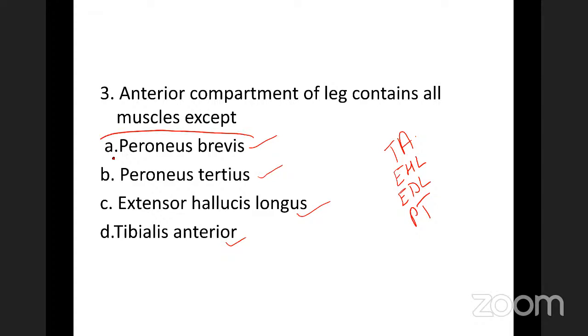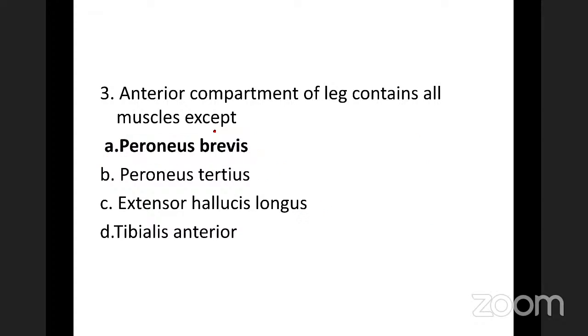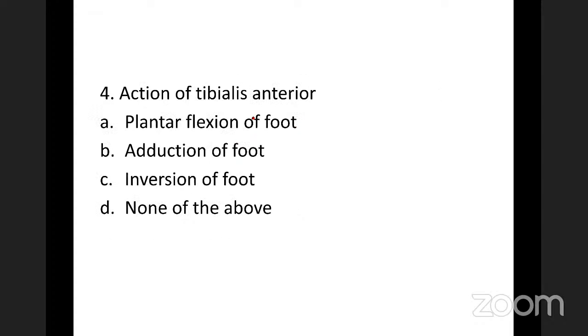This muscle is a muscle of the lateral compartment. We have not yet discussed it; we will discuss it later. So the answer is that this is not a muscle of the anterior compartment, whereas this is a muscle of the lateral compartment. Peroneus longus and peroneus brevis are the muscles of the lateral compartment.